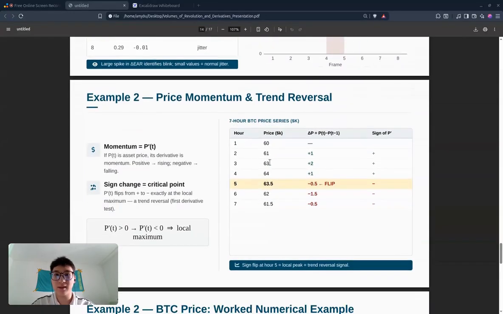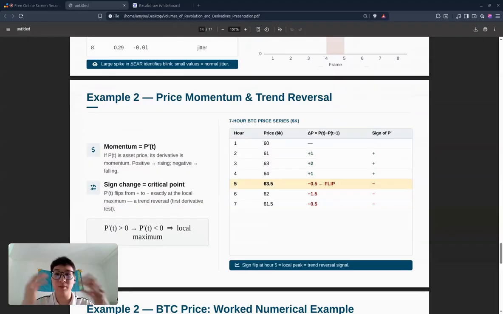So my second example comes from something I follow closely outside the class, which is how the market works. If P of t is an asset's price, say for instance we consider Bitcoin at time t, then its derivative tells us the momentum, how fast and in which direction the price is moving. So positive means the price is rising, negative means the price is falling.